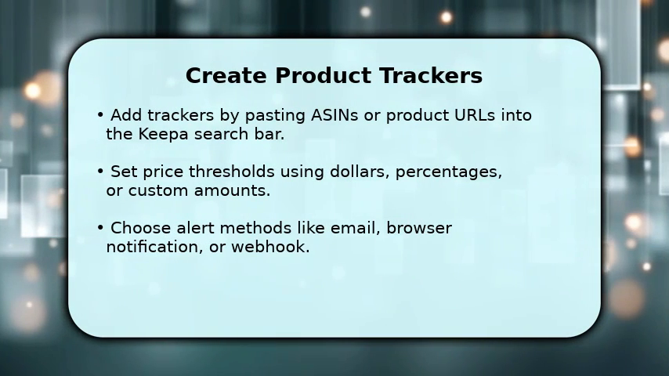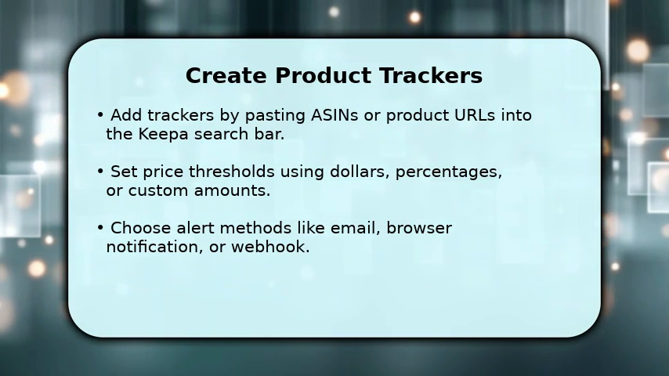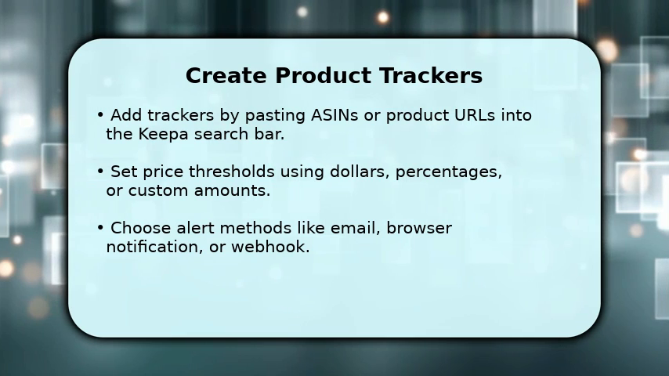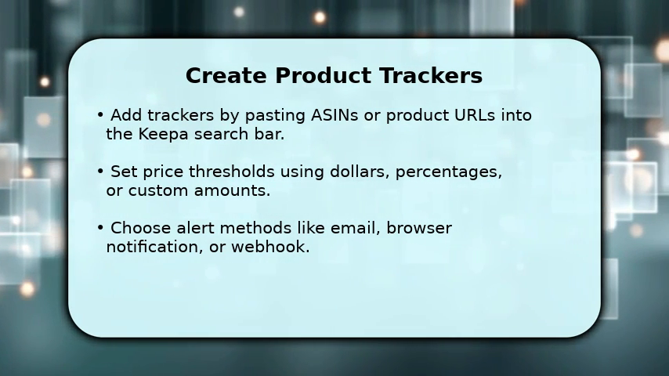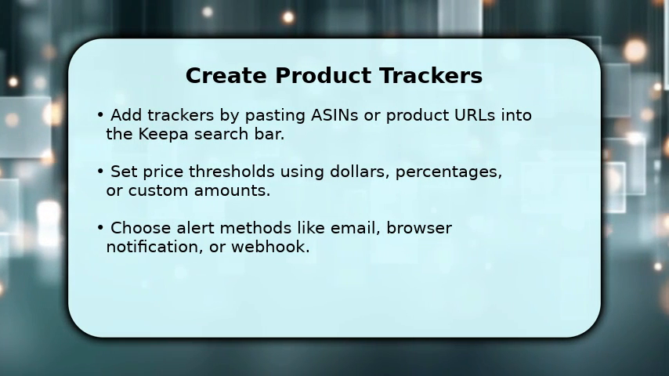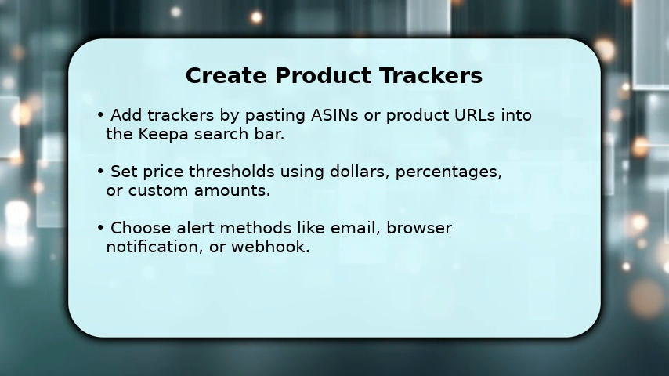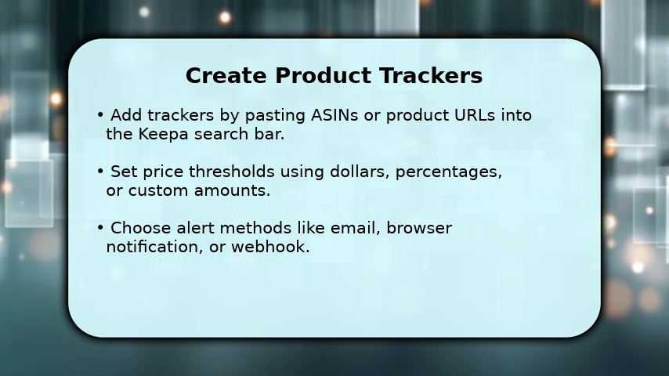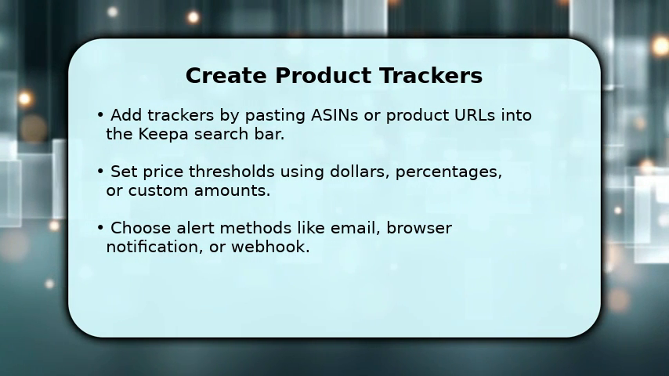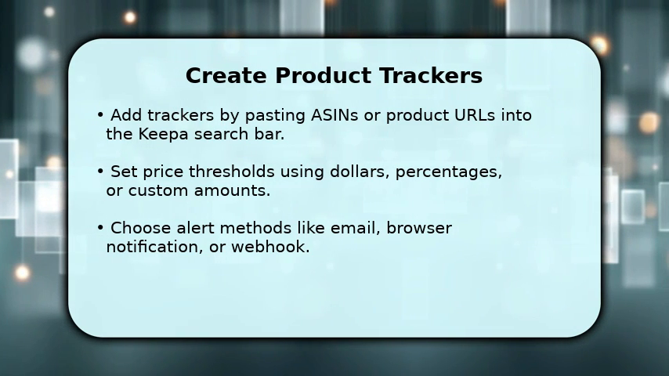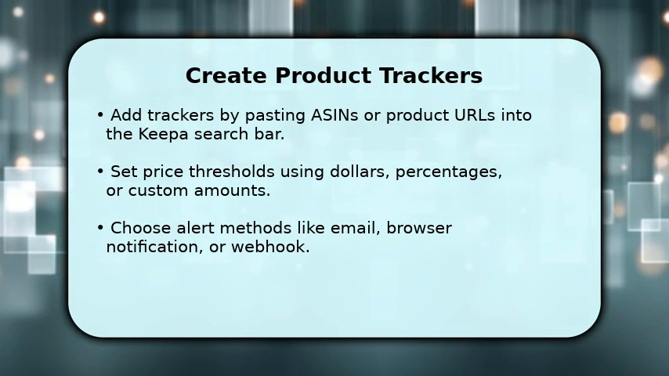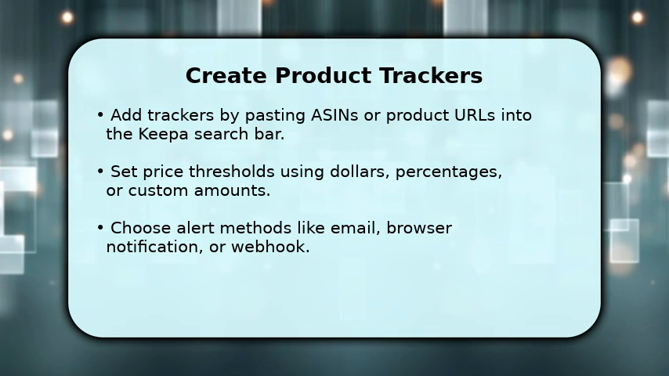Once logged in, add the products you want to watch by pasting ASIN or product URLs into Keepa's search bar and opening each product page. Select the Tracking tab and set your desired price thresholds using dollar or percentage values so alerts trigger at the right time. Choose how you want to be notified, such as email, browser push, or webhook, and confirm your alert frequency and criteria before saving each tracker.